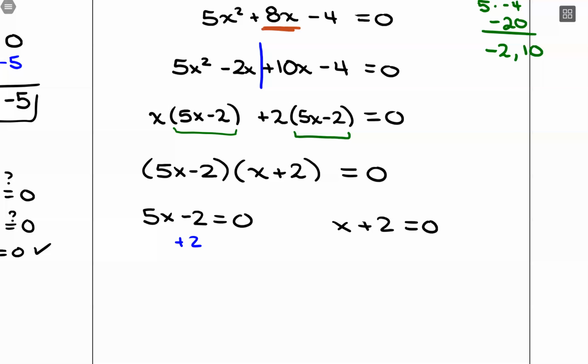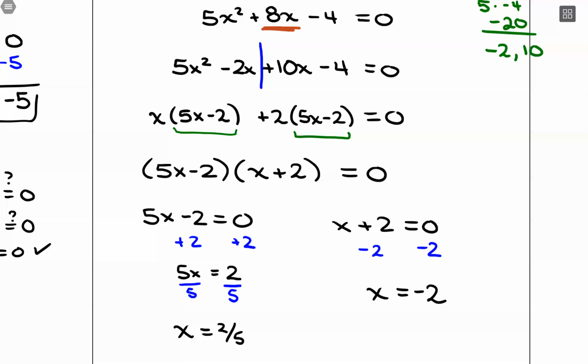So we'll add 2 to both sides for this one. So we'll have 5x equals 2. And then divide by 5. So that tells me that x is equal to 2/5. On the right-hand side one, we'll subtract 2 from both sides. So that tells me x is equal to negative 2.